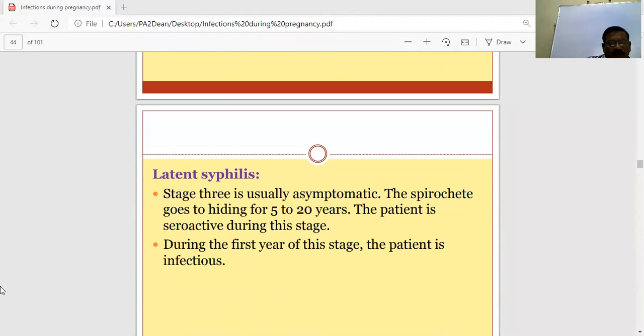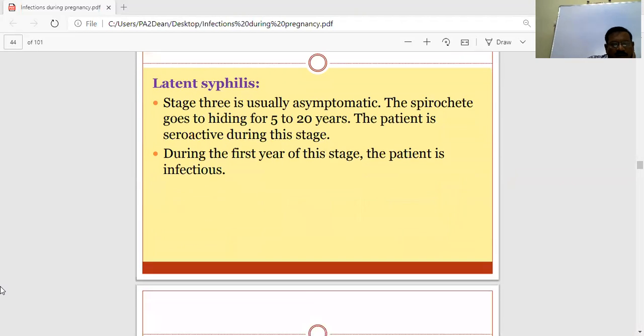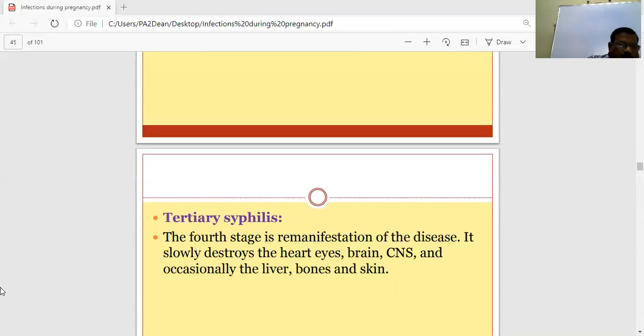Coming to latent syphilis, this stage is usually asymptomatic. The spirochete goes into hiding for 5 to 20 years. The patient is seroreactive during this stage. During the first year of this stage, the patient is infectious. Coming to tertiary syphilis, the first stage is reinfestation of the disease. It slowly destroys the heart, eyes, brain, central nervous system, and occasionally the liver, bones, and skin.